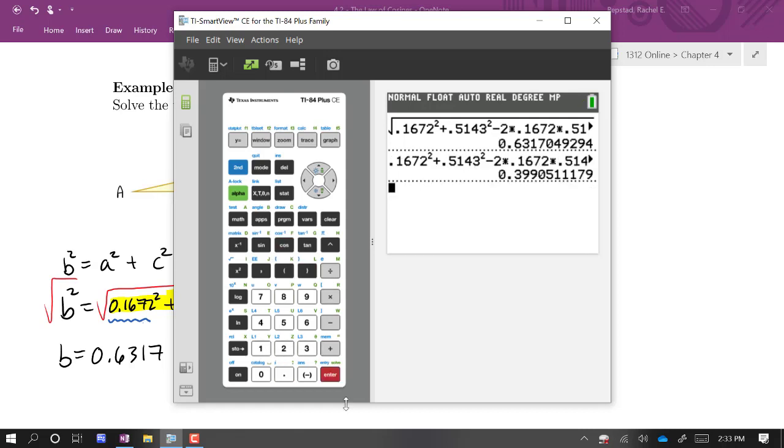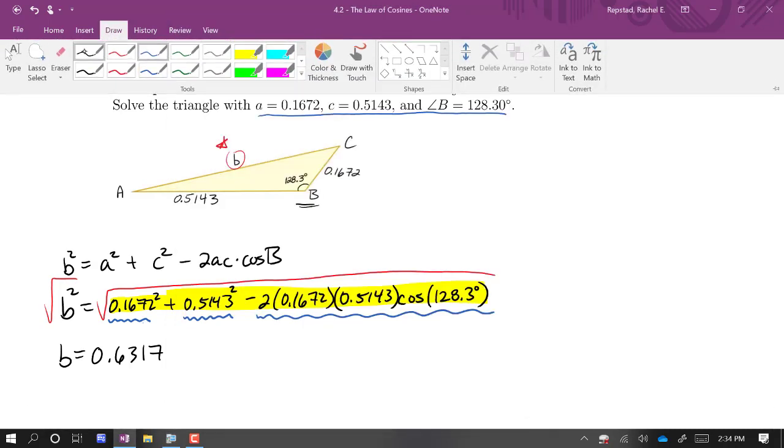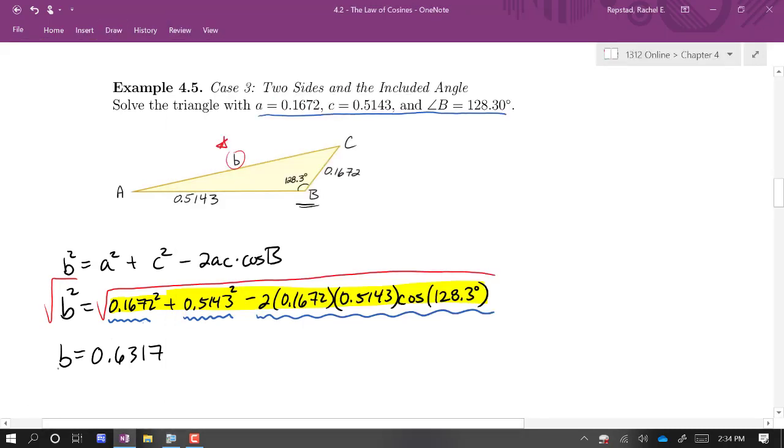Like so. And we find that b squared is 0.39905. And then you could take the square root from there. So we know side b is 0.6317. Now we need to find an angle. Now, what you choose, we had to start by using the law of cosines.